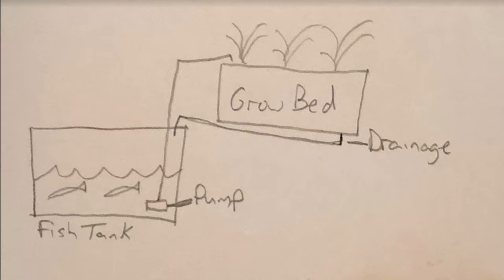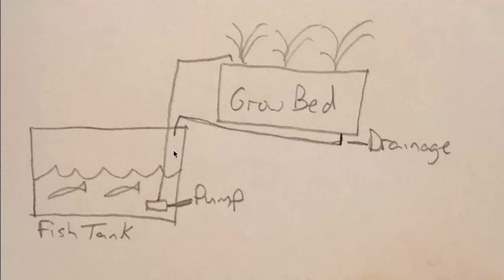So this first design is like the most basic design that you can do, and you have a fish tank, you have a grow bed, and then you have a pump to pump the water from the fish tank to the grow bed, and then you have some sort of drainage to drain the water from the grow bed back to the fish tank. Now, the problem with this design is the water will go up and down, right?